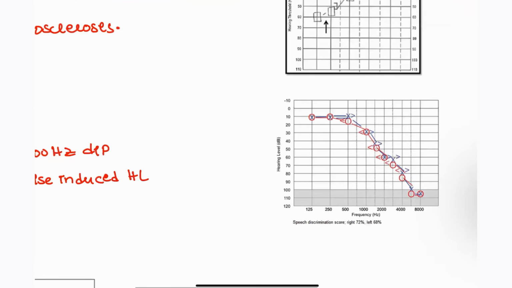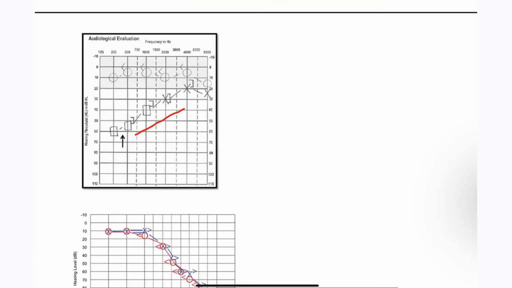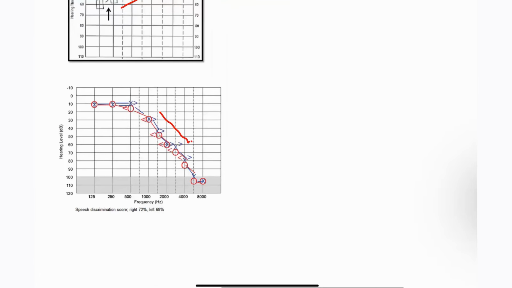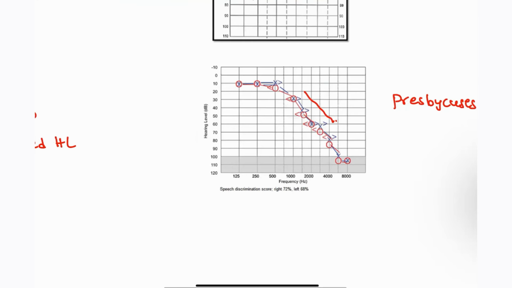Okay, next here, rising. This rising is seen in the patients of Meniere's disease. Next here, a downward slope will be seen. This is seen in presbycusis patients.